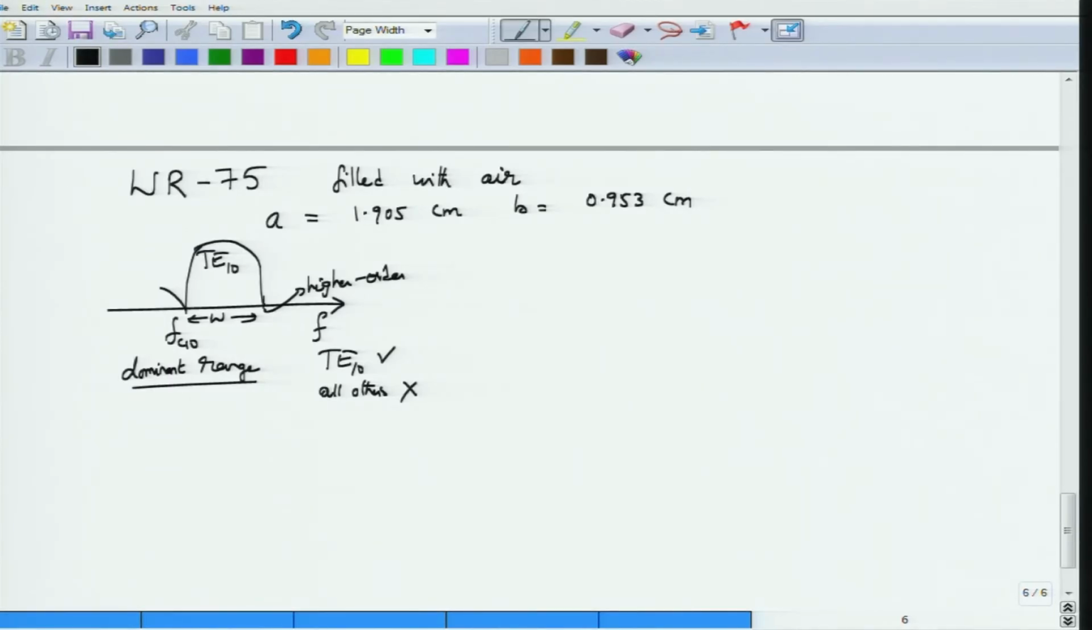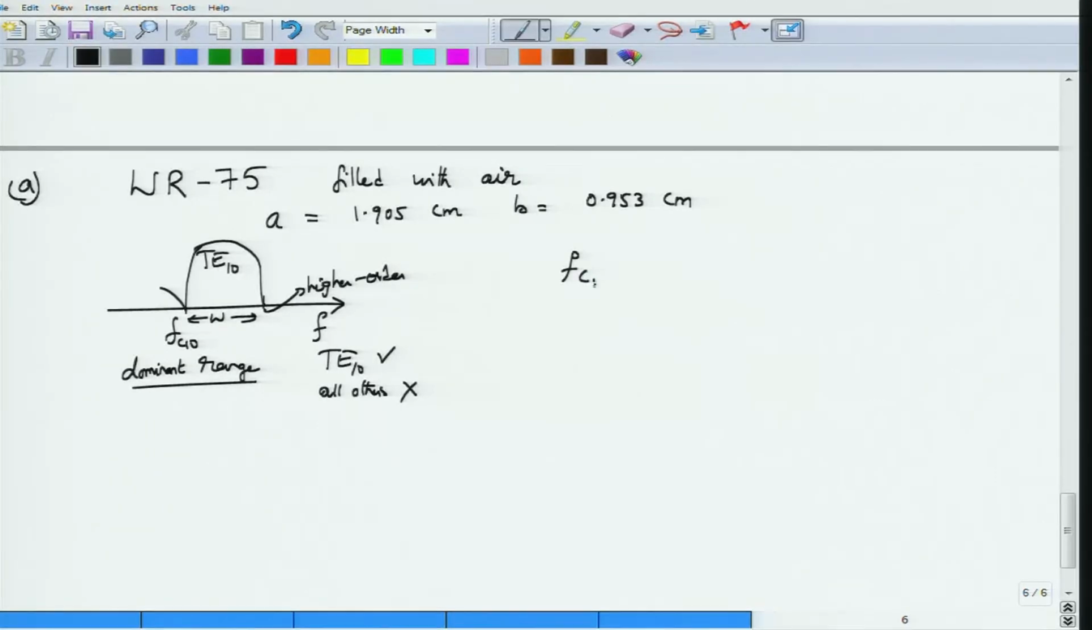What is that particular dominant range for this waveguide? Well, the answer would be that you first find out what is the cutoff frequency for TE10 and then try to find out what is the next order mode. Once you find out the next order mode, you can find out the cutoff frequency there, and that difference will tell you what is the dominant range.